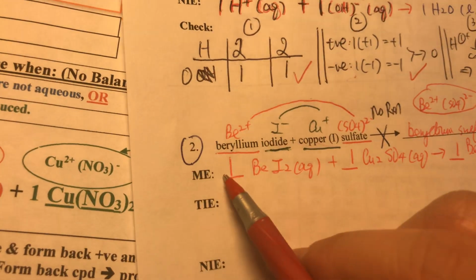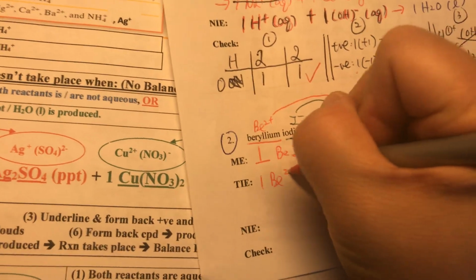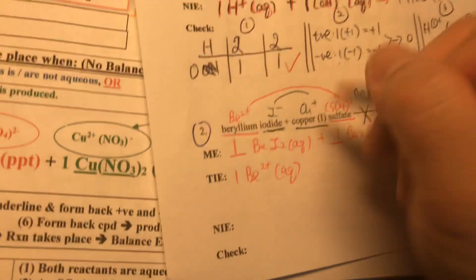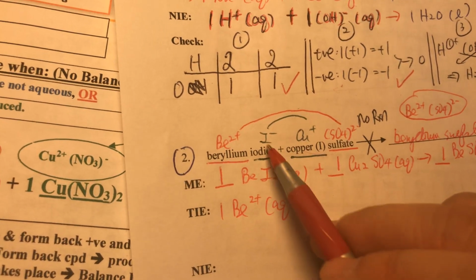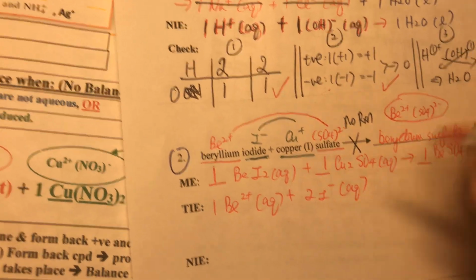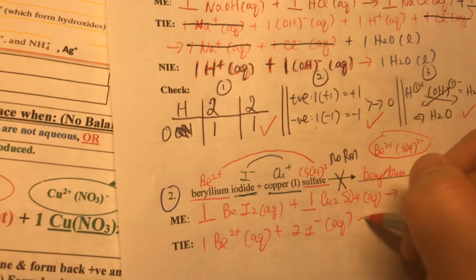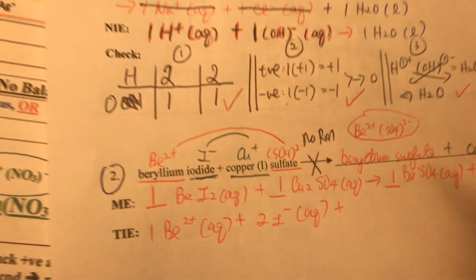Okay, so I got 1 Be2 plus AQ, 2 I minus AQ, plus I got 2 Cu plus AQ.